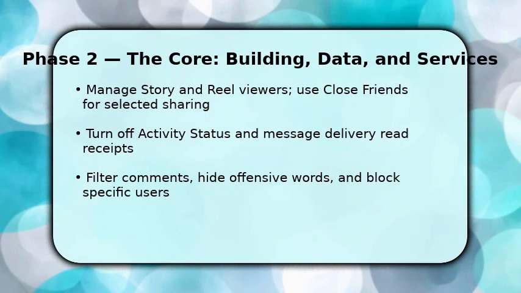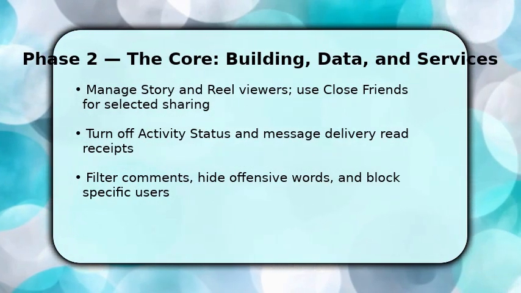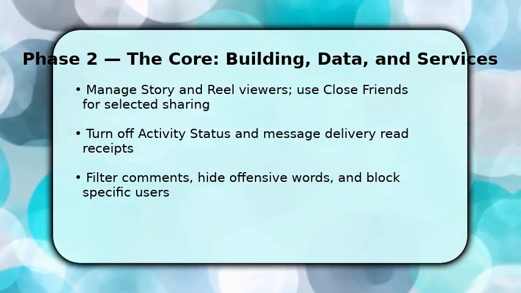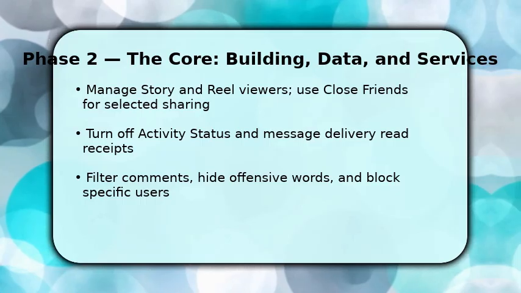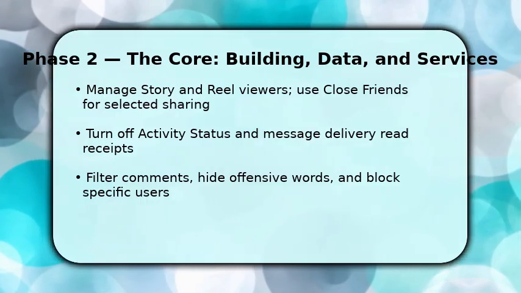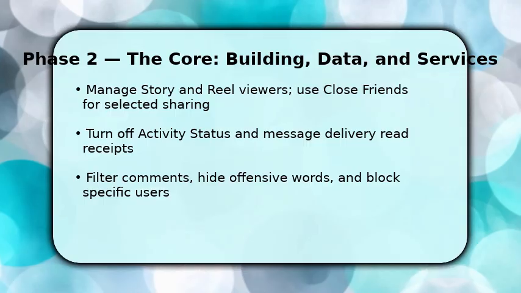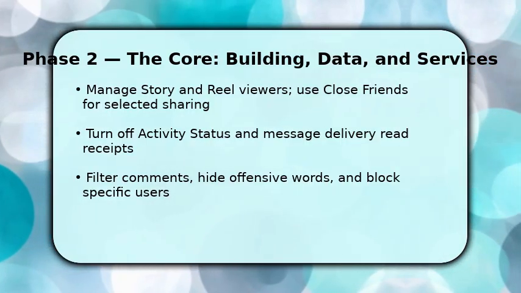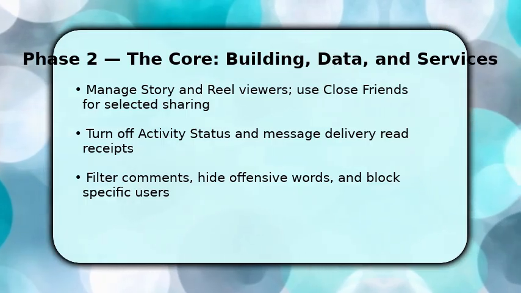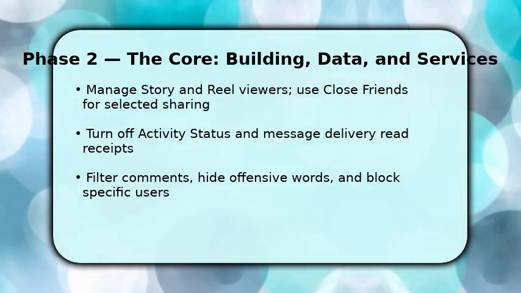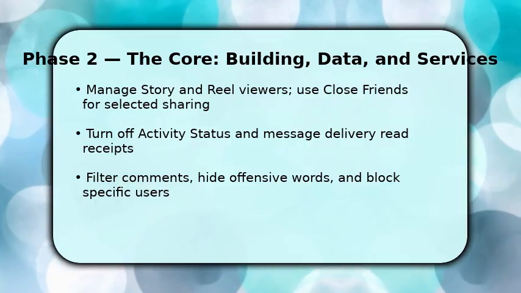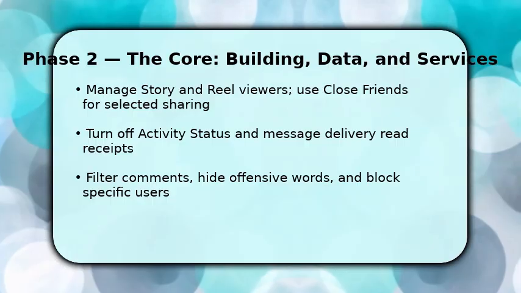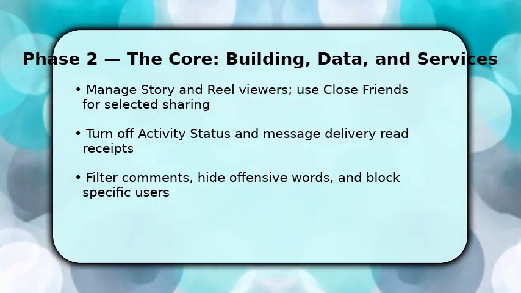Now you tighten how people interact with you. In Privacy, right arrow Story, choose Close Friends for sensitive posts and hide story sharing. Also set real audience limits. Make sure to turn off activity status so others cannot see when you are online, and disable read receipts where available to maintain privacy. Then configure comment and message filters to auto-hide offensive words and block or restrict repeat offenders. These middle steps prevent unwanted contact while keeping your account.